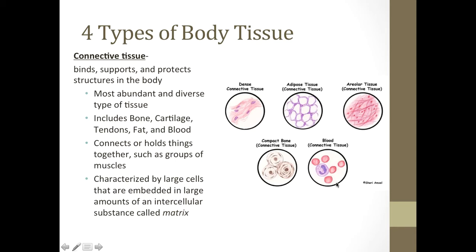Blood is considered connective tissue. We have red blood cells versus white blood cells. So even within this category, that's different. And we have bone. Bone is considered connective tissue. This is compact as opposed to dense. This would be like ligaments and tendons. So this includes bone, cartilage. Cartilage looks kind of like adipose tissue. It's cushy. It gives that cushion when you jump up and down with your knees. Tendons, fat, blood. It connects or holds things together, such as a group of muscles. It's characterized by large cells that are embedded in large amounts of intercellular substance called a matrix.